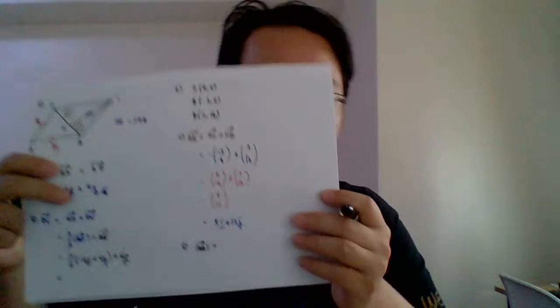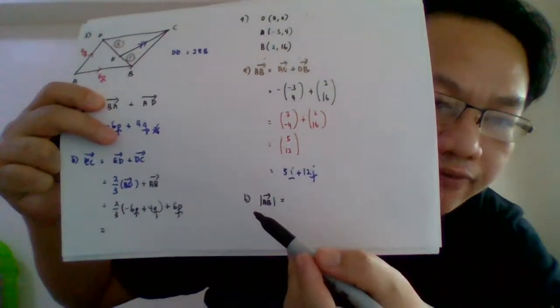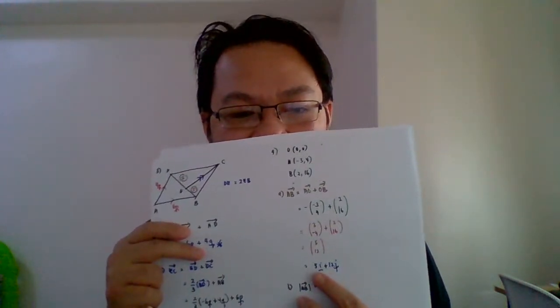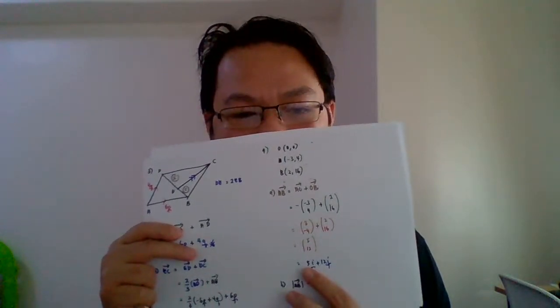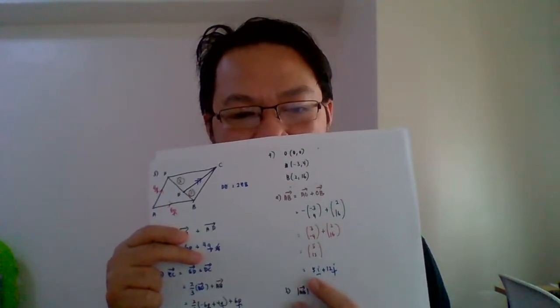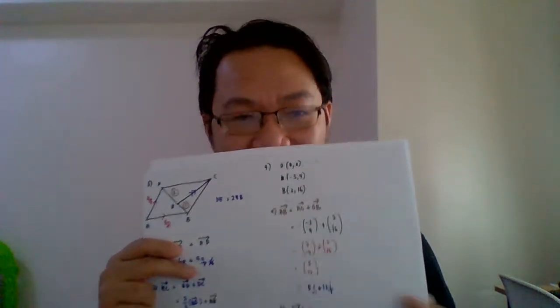Question B, the vector unit. Before we find the vector unit, we need to find the magnitude of the vector AB. So the magnitude of vector AB, we just write it like this. This is the symbol of magnitude of vector AB. How to find the magnitude? Use theorem Pythagoras. Look at your vector AB. Your vector AB is 5i plus 12j, right? Take out the 5, take out the 12, square both numbers, add them together, and then you square root. That's what I mean by theorem Pythagoras.